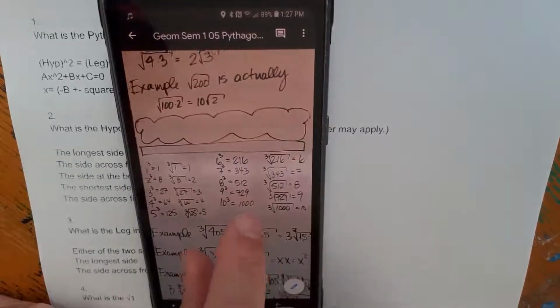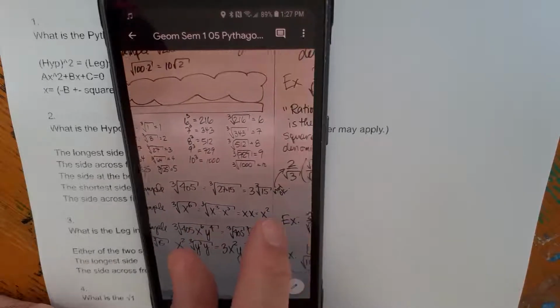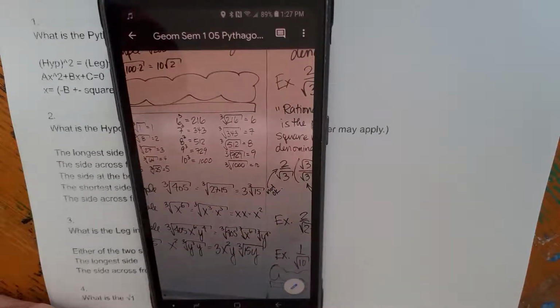There's cubes here too. Fair warning, I don't use cubes that often, but I try to get my students to memorize up to 1 through 10 cubed. Honestly, I don't know how much I use them, and here is some simplifying of cubed roots. We might look back at this in the problem set.